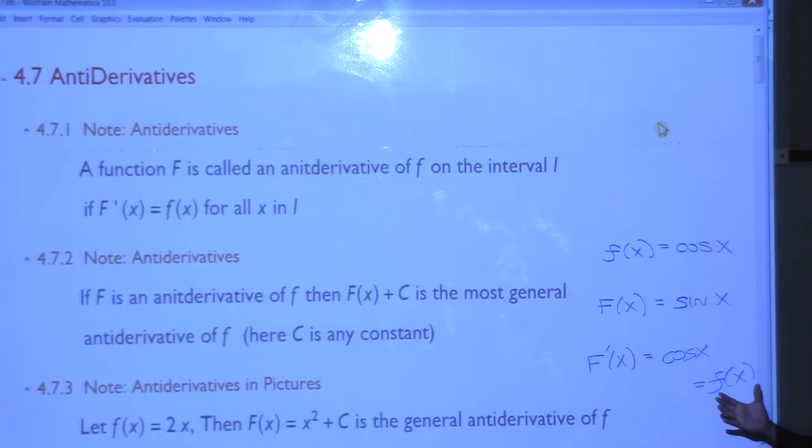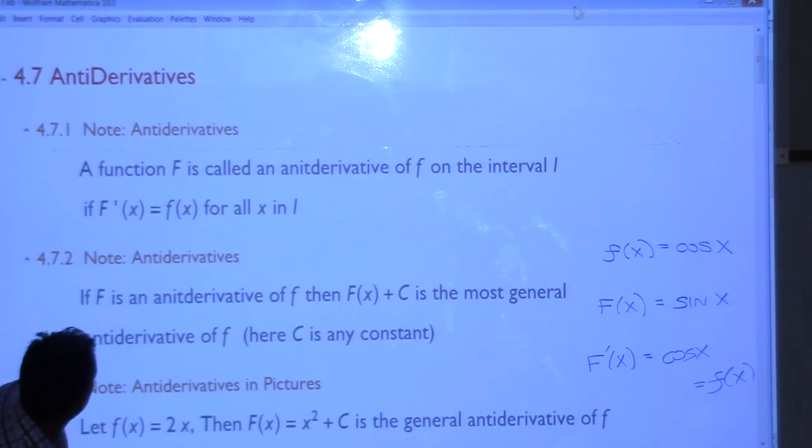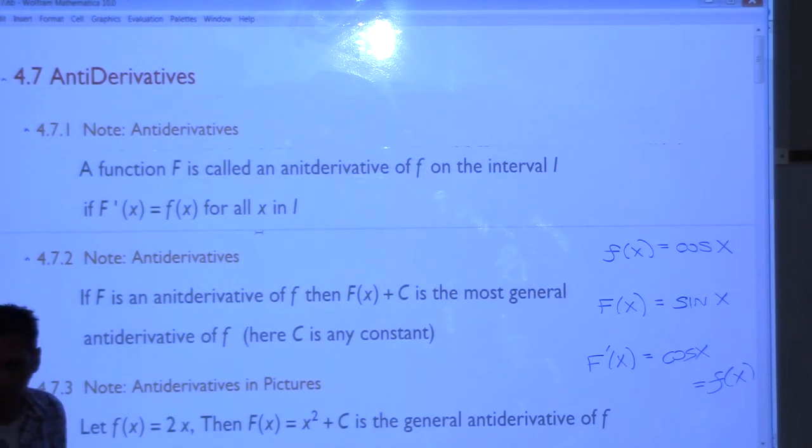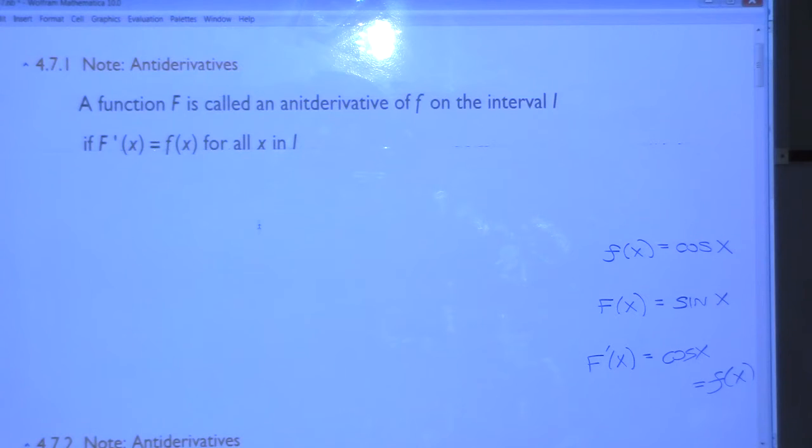Now, is this the only antiderivative? Is there another function you can think of that when you take the derivative of it, you get cosine? Sine x plus 2. What do y'all think of that? Sine x plus 2, would that work? So what's going on when you add that 2?